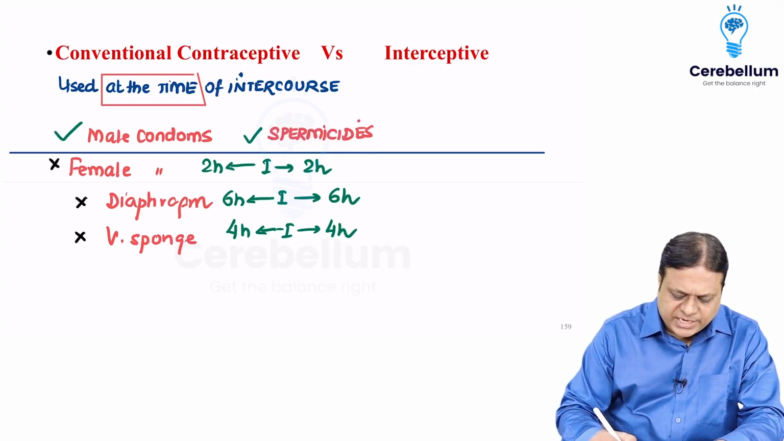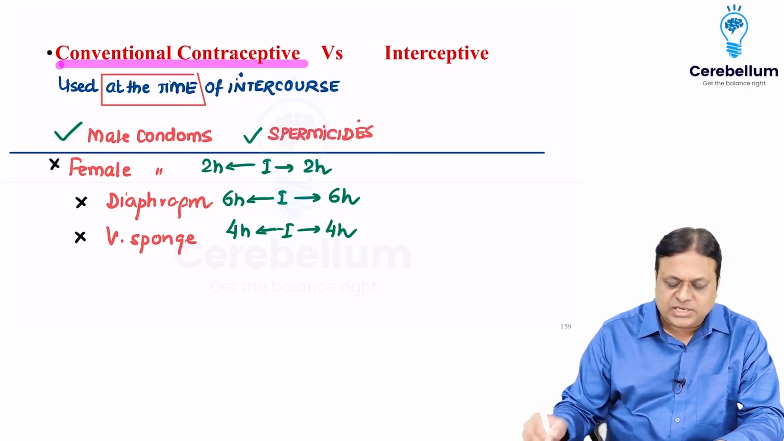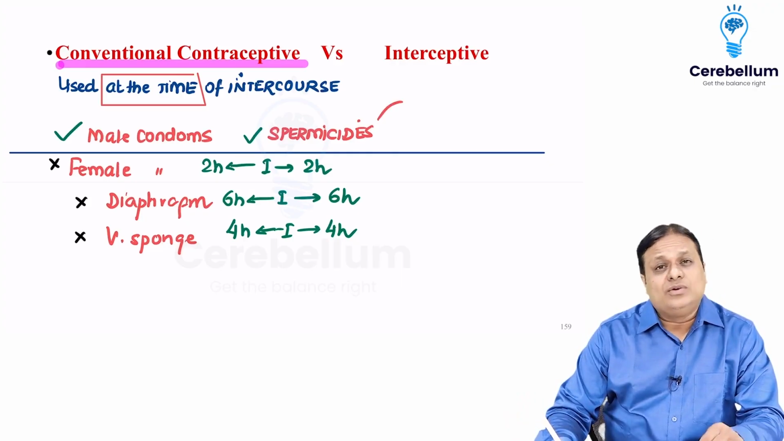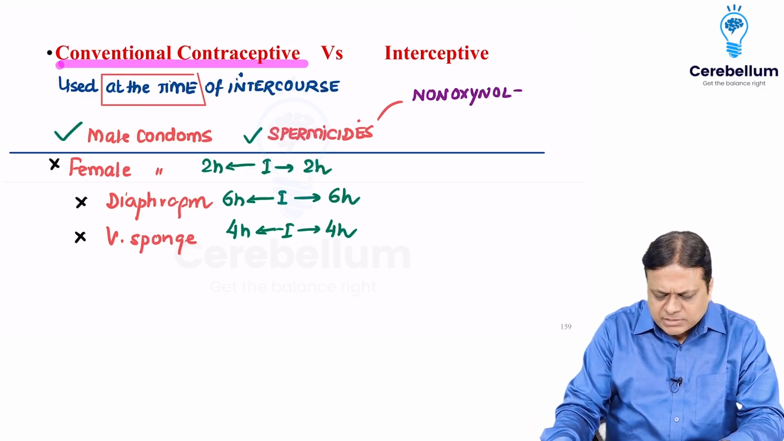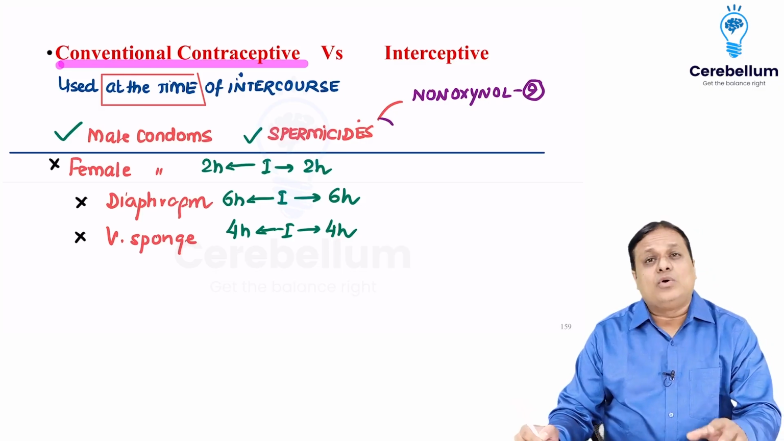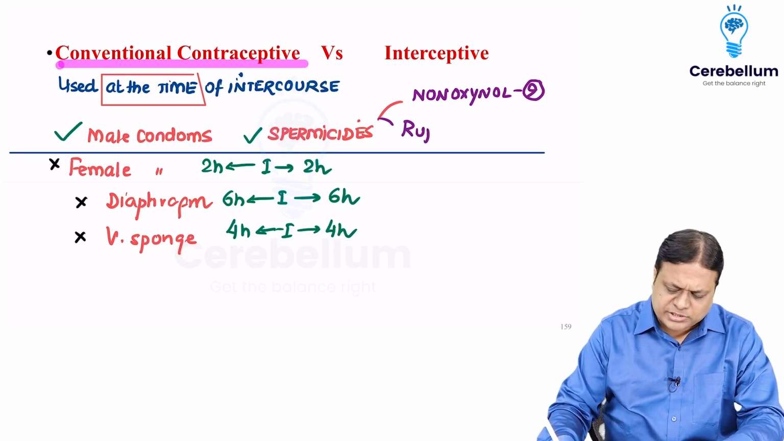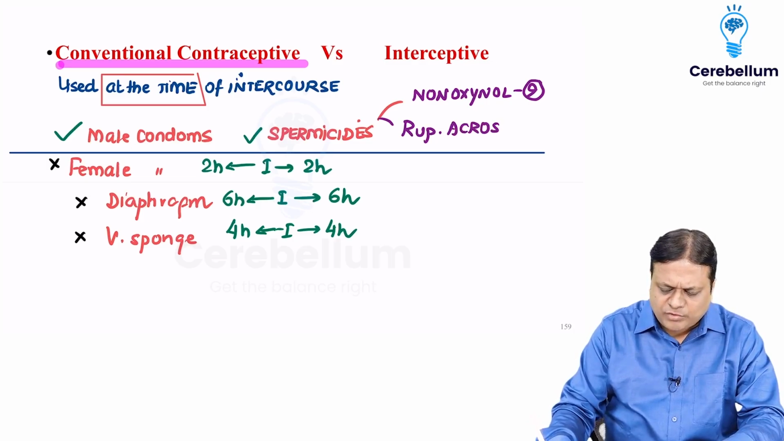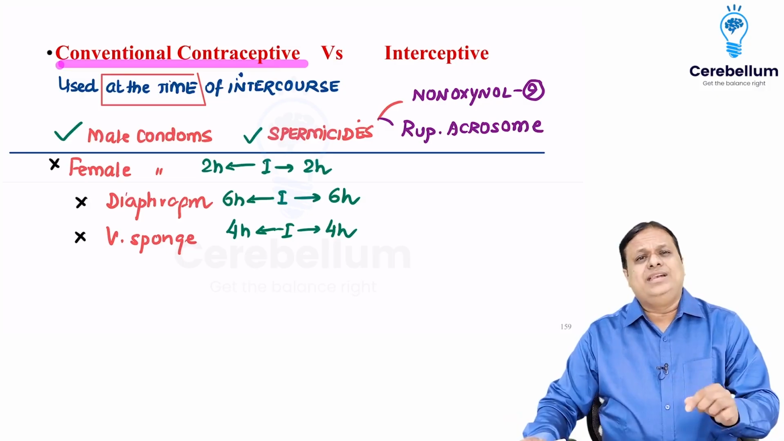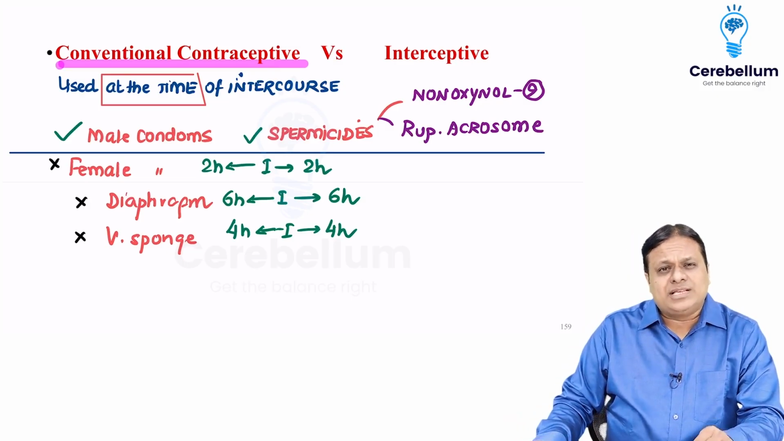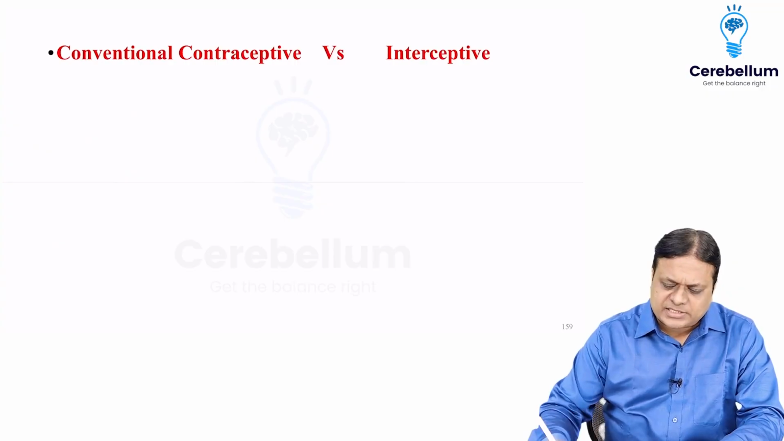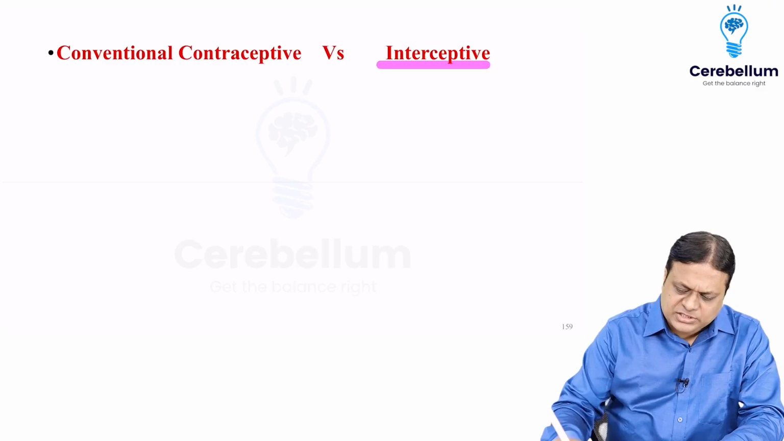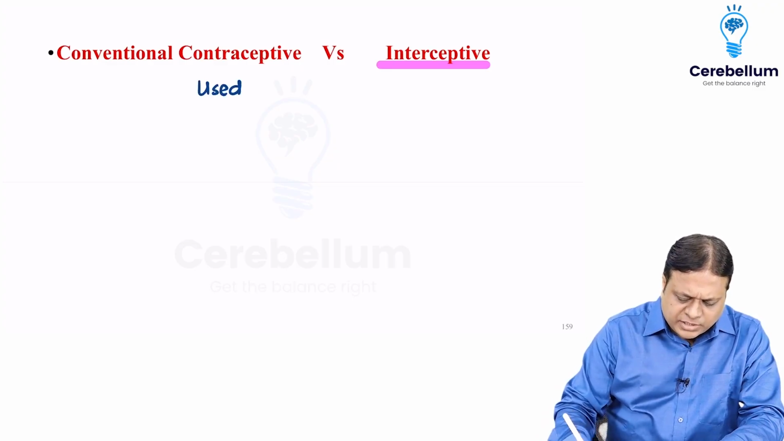Now, why are we saying that spermicides are also conventional in nature? They also act only at the time of intercourse. And what is the chemical inside? That is nonoxynol 9. And what is the mechanism of action of nonoxynol 9? How does it kill the sperm? It ruptures the plasma membrane of the acrosomal cap. Death and lysis of the sperm occurs. This is conventional contraception. In contrast, what is interception? Interceptive is contraceptive which is used after intercourse.